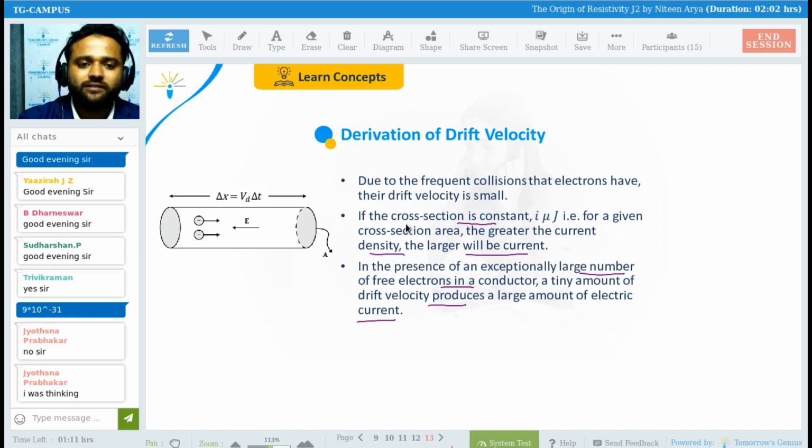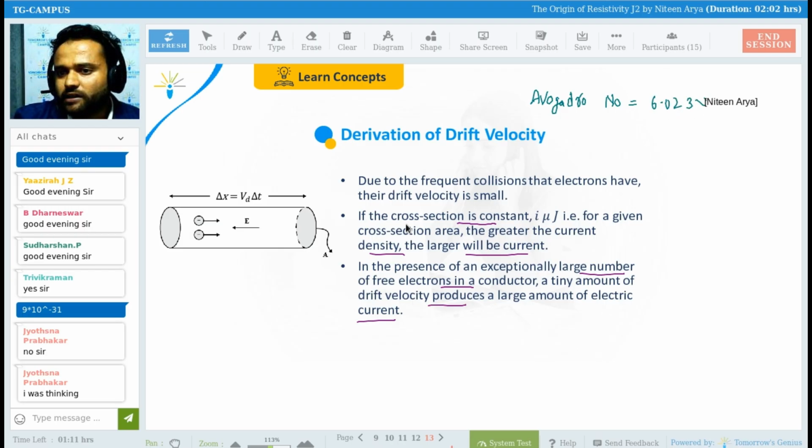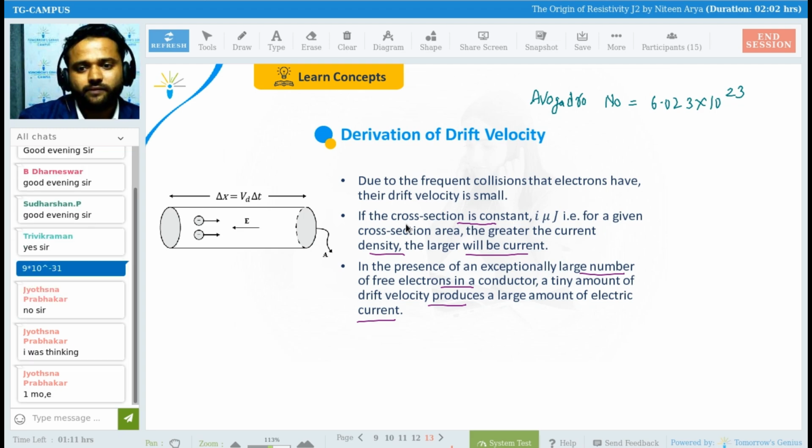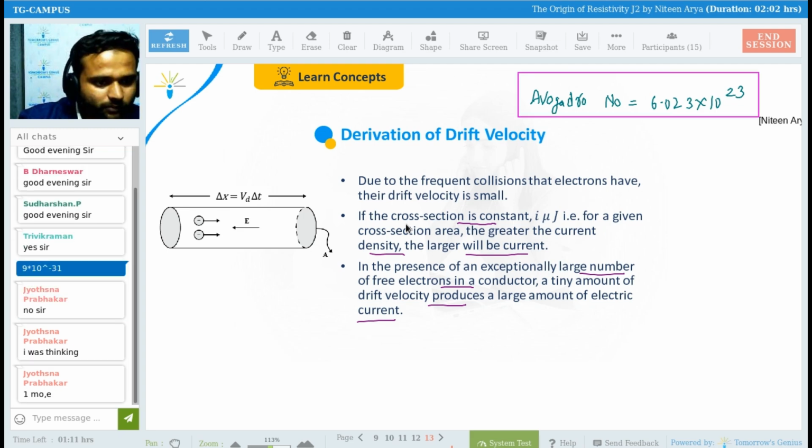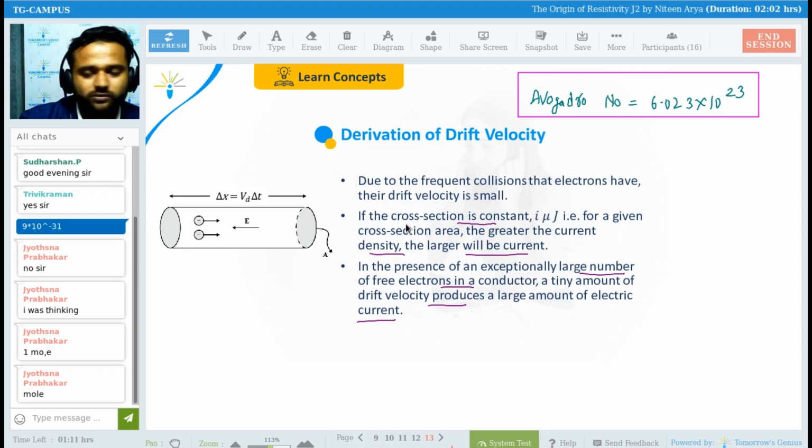What is Avogadro number? Anyone please tell me. I just remember 6.023 into 10 to the power 23. Is this correct? I'm always confused in this. Is this correct with everyone? Why should I write it down? Where from? 1 mole. Yeah, I think so.